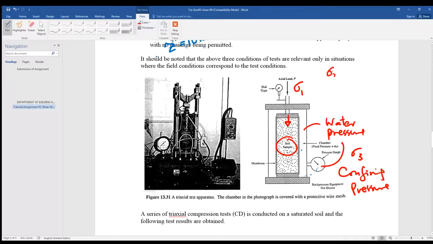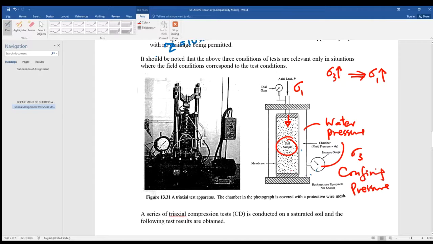If sigma 3 is higher, the higher the confining pressure, you will require a higher sigma 1 to fail the soil specimen. Now, whenever you apply the loading, because the soil sample could be having some water inside the voids, when you apply sigma 1 or sigma 3, that will increase the pore water pressure.